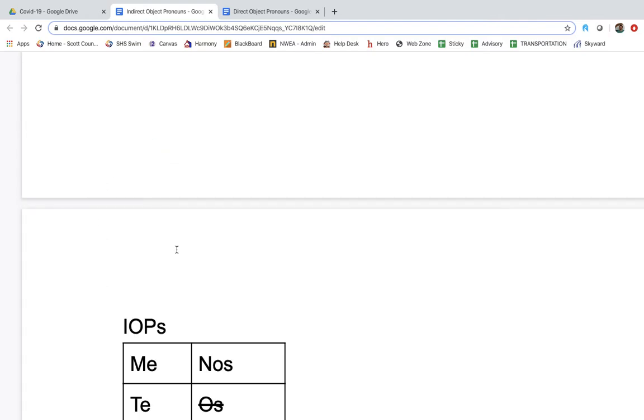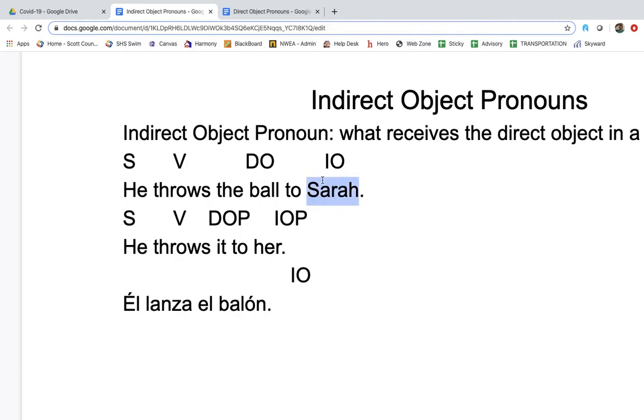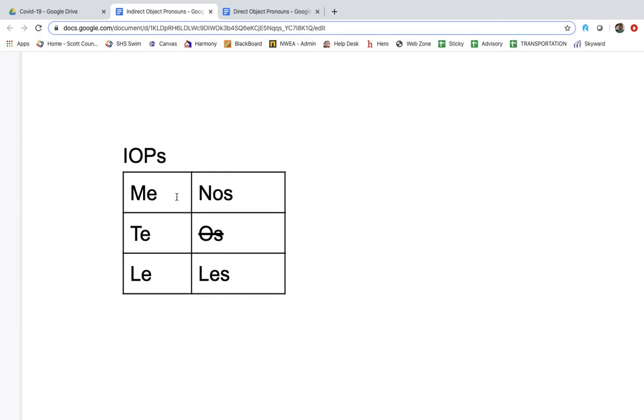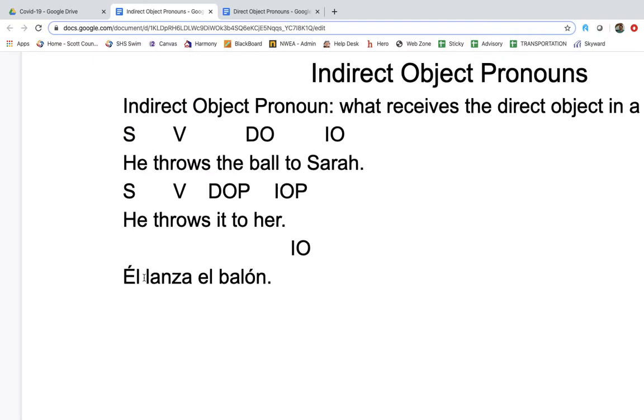So, Sara is singular. So it has to be me, te, or le. It can't be me because I'm not Sara. It can't be te because you're not Sara. It has to be le, third person. Remember with our chart, left side is singular, right side is plural, first, second, third person for the rows. So we're going to replace Sara with le. And we don't actually have to replace Sara. We could include Sara in this sentence, but we have to have le. Él le lanza el balón a Sara.